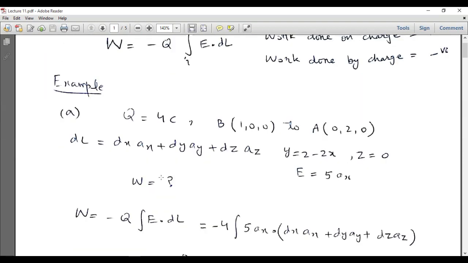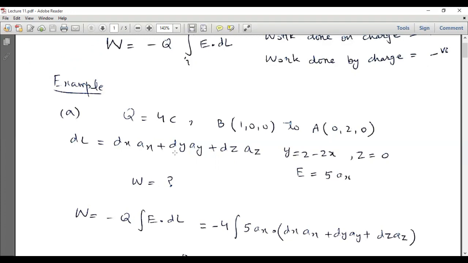So now I will solve a simple example to have a deeper insight into the concept of work. So if we are given a charge of 4 coulomb and we have to move this charge from point B to point A, the coordinates are given. We have to calculate the total amount of work done. So let's solve this problem.